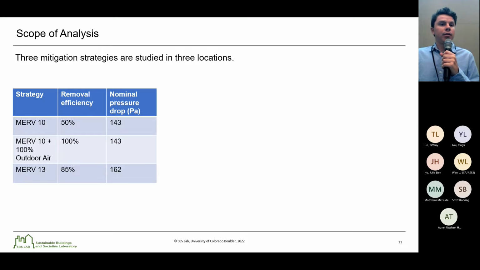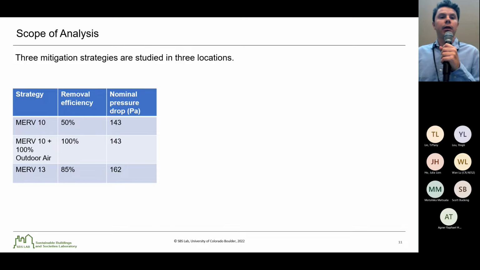And for our analysis, we studied 3 mitigation strategies. MERV 10, as I mentioned, which is a more moderate filter strategy, which has a virus removal efficiency of about 50% based on the assumed size of COVID particles, as well as a nominal pressure drop here of 143. And then we also look at more increased filtration using MERV 13 filtration, which has a higher removal efficiency, but a higher pressure drop as well.